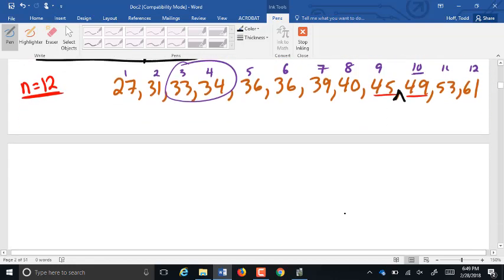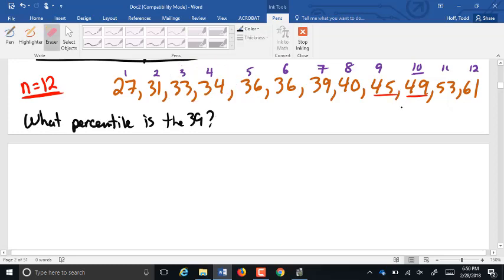So now what if I want to find the percentile of a given number? What if I ask what percentile is the 39? Well, to find the percentile from where the number is in the set, the percentile is the number that are smaller plus 1/2 times the number that are equal, divided by n.